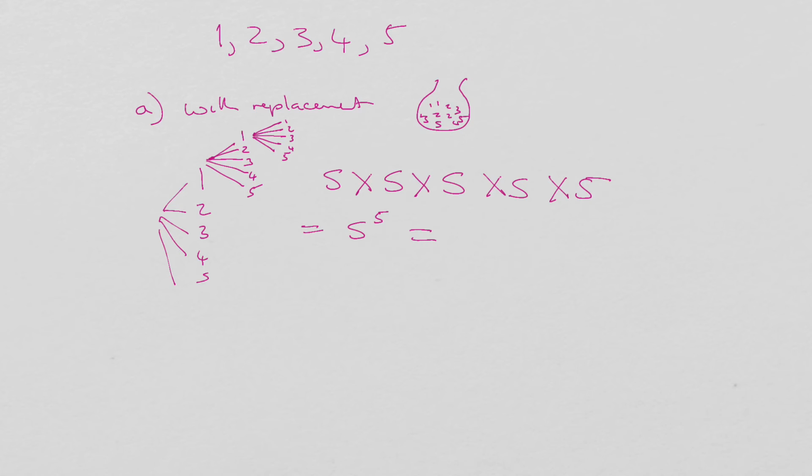So what is 5 to the 5? Louder, 3,000? 3,125. Still didn't hear because you both spoke at once. 3,125. Thank you very much. Okay, so that's the first question done.